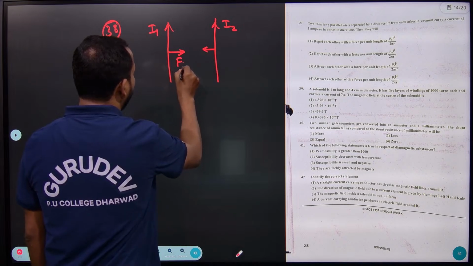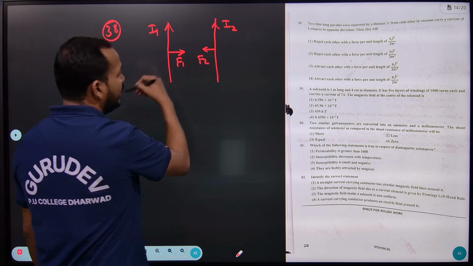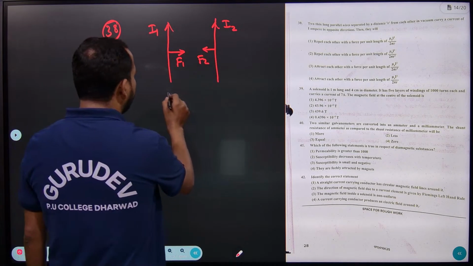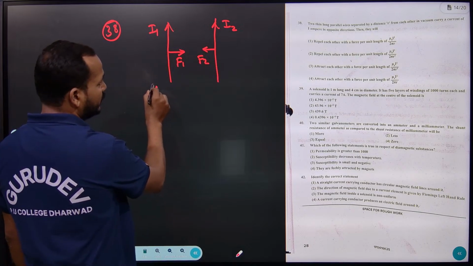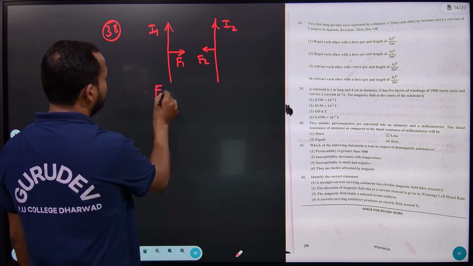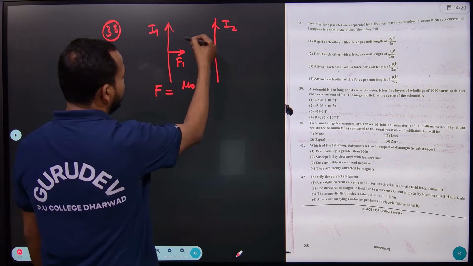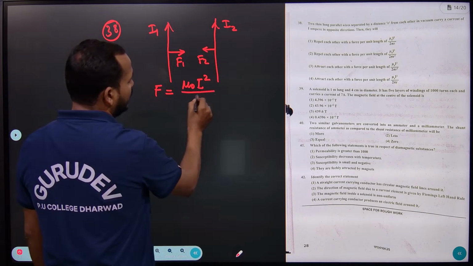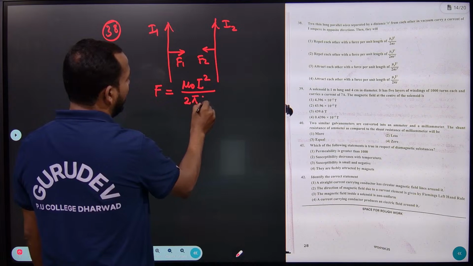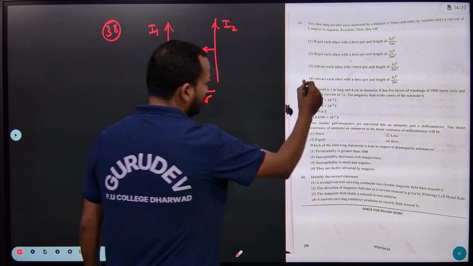This is force F1, force F2. They will attract, with the formula that magnetic force is equal to mu naught, if both are carrying the same current, I square upon 2 pi r. So the option is the fourth option.